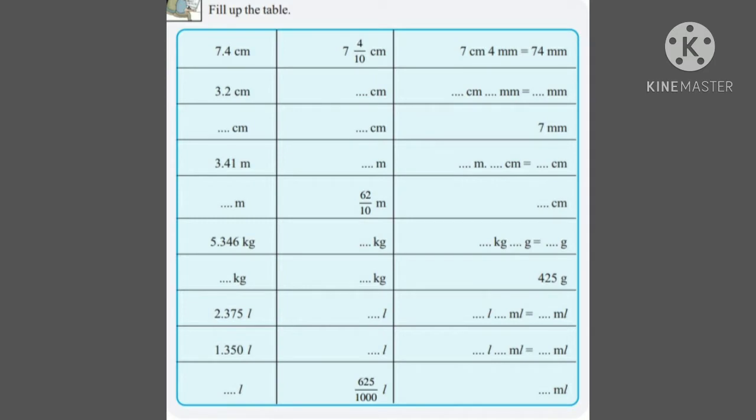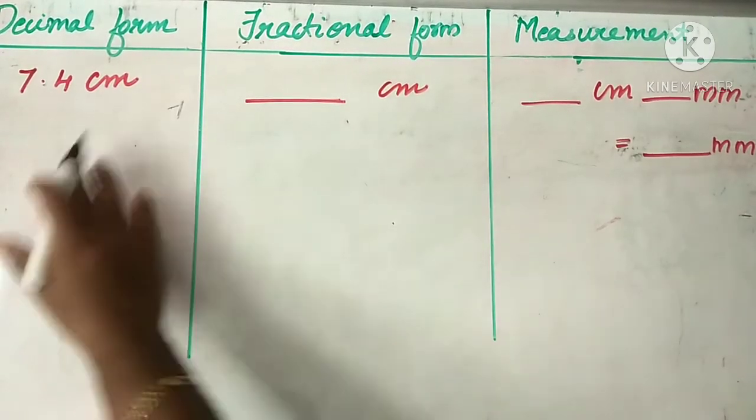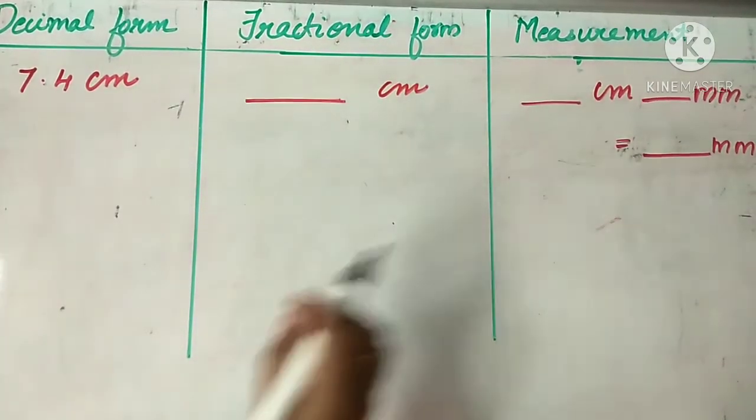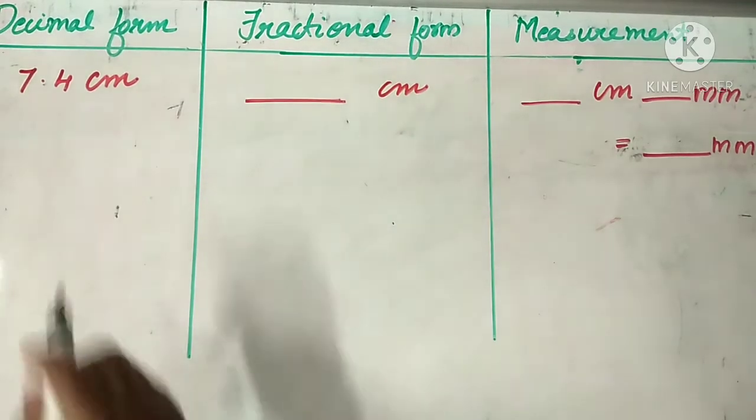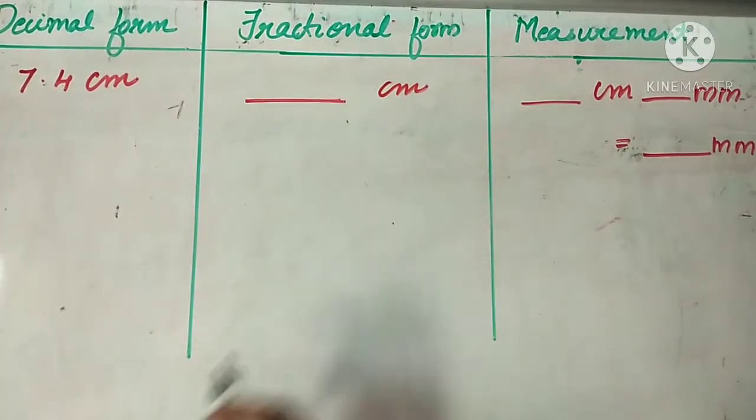Question: fill up the table. There are 3 parts: decimal form, fractional form and measurement. Here in the first question, the decimal form is given. We have to find the fractional form and the measurement.